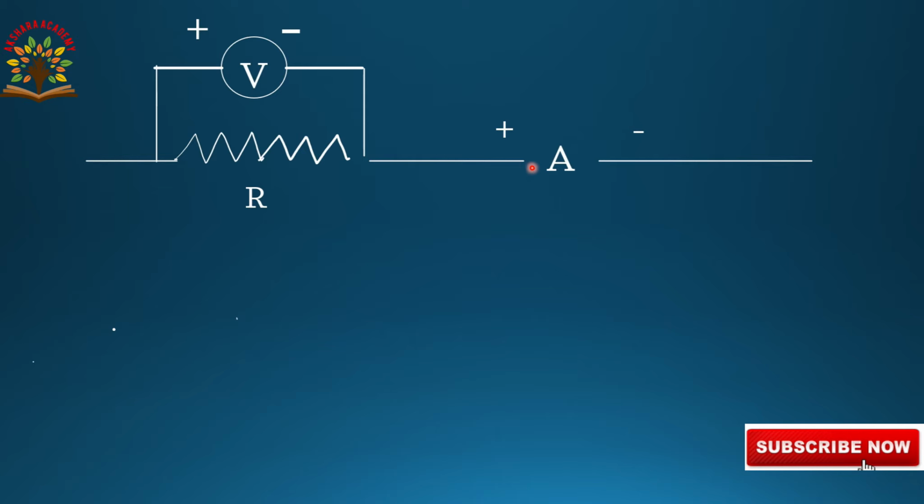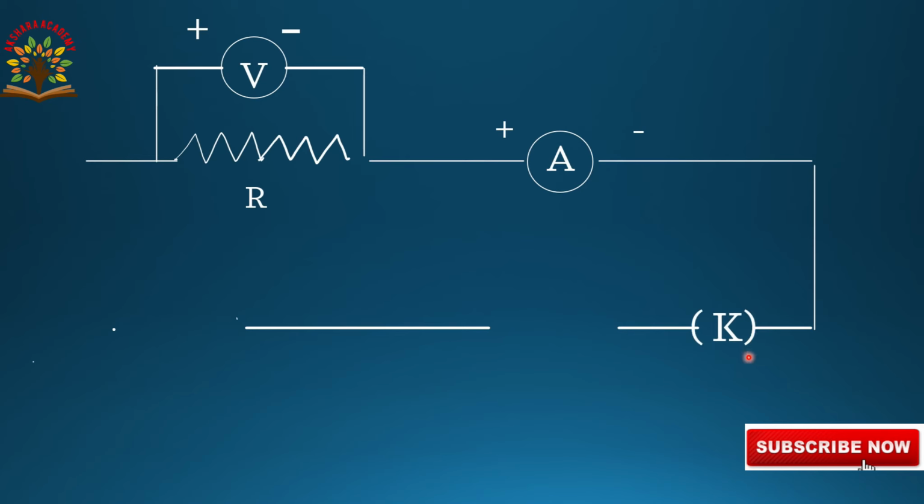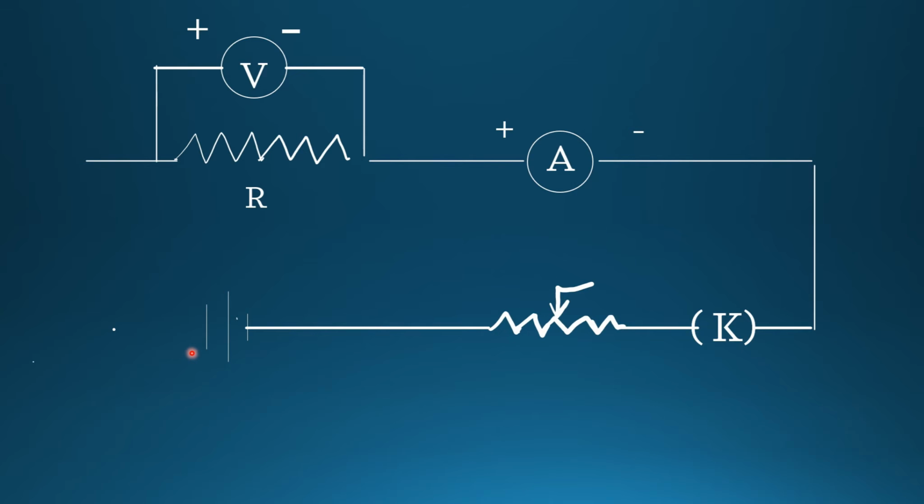Then we connect the ammeter through the connecting wires. The ammeter is always connected in series, and this is the symbol for the ammeter, with positive and negative terminals. Again we connect to the ammeter a plug key. This is the symbol for the plug key, and then the plug key is connected to the rheostat. This is the symbol for the rheostat.